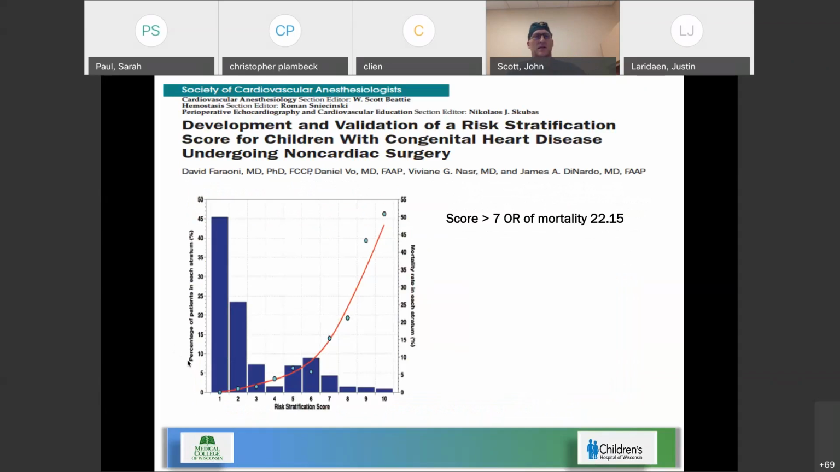This is a diagram from the same study, essentially comparing the observed mortality with the score that was generated. And I think what is telling here is that when they did odds ratios, as the risk scoring system increased, the odds ratio of mortality increased. So if you were greater than 7, your odds ratio of mortality during the procedure was greater than 22.